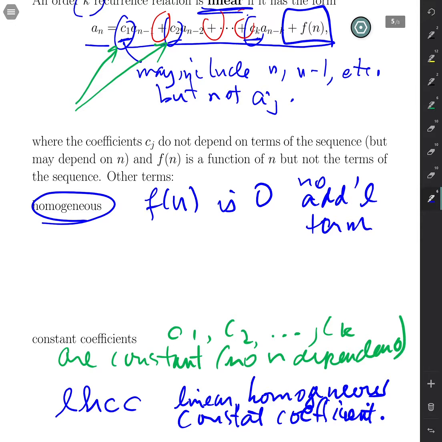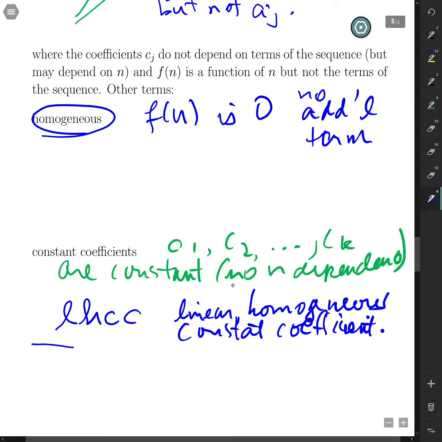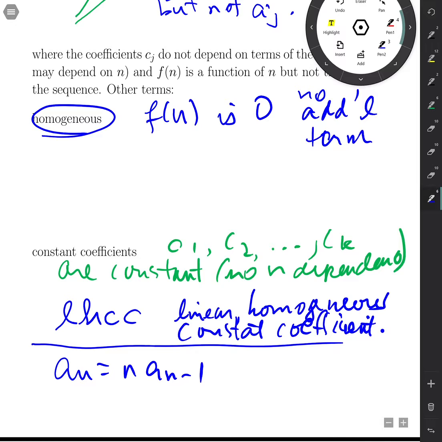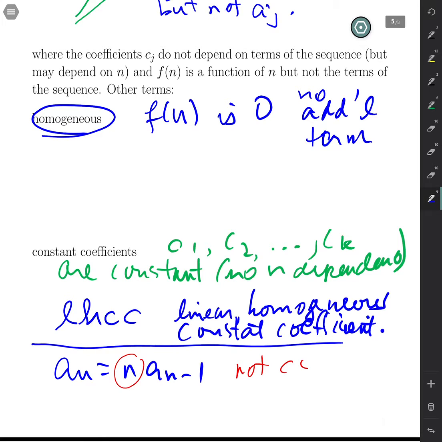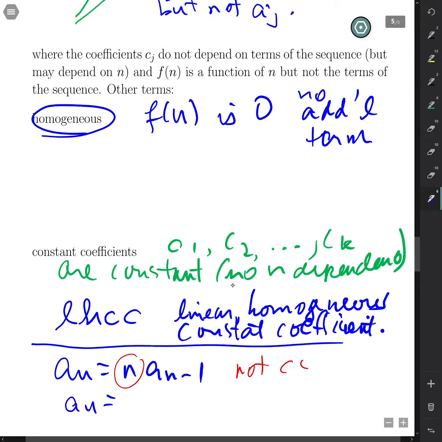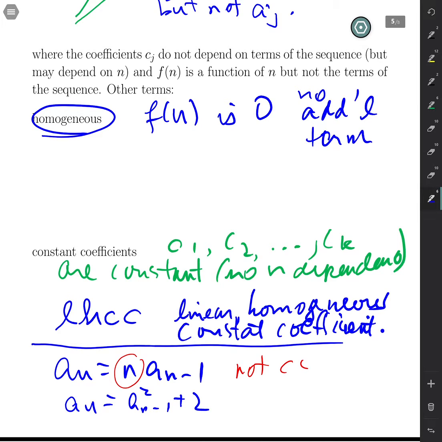So, if we look back at some of the ones we had before, we had early on an is equal to n times an minus 1, and that fails to be LHCC in one area. What would it be? It doesn't have constant coefficient, not constant coefficient. And then another we had earlier was an is equal to an minus 1 squared plus 2. This is not LHCC by what property? By what property? What fails?